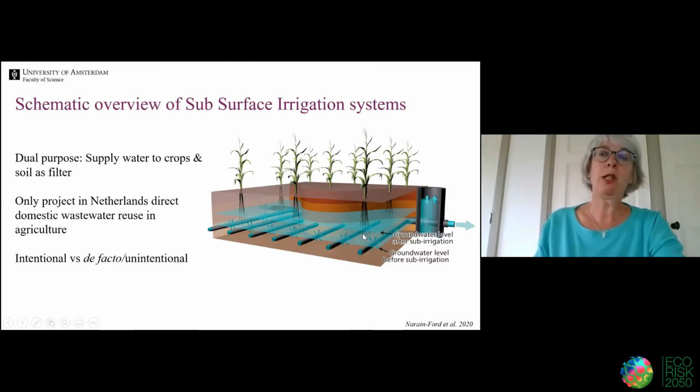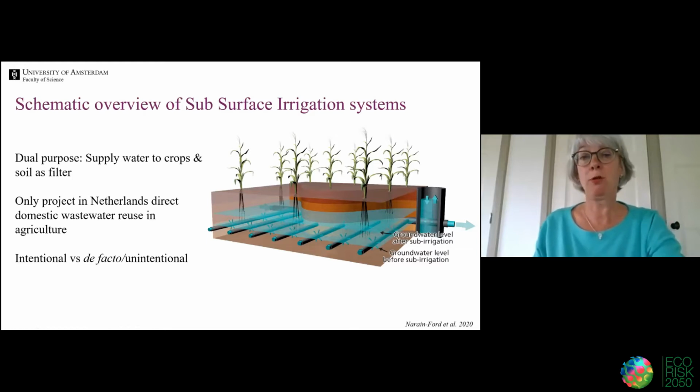This subsurface irrigation system serves a dual purpose: both to supply the water to the crops, but also to have the soil used as a kind of filter to clean the water. Normally the effluent goes directly to the surface water, but here it goes to the surface water after being cleaned. We have a real scale project in the Netherlands, in Haaksbergen, where we do this. So we have direct domestic wastewater reuse.